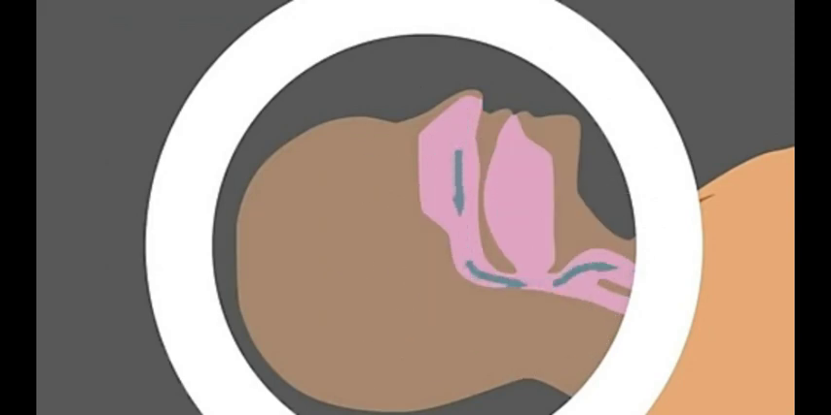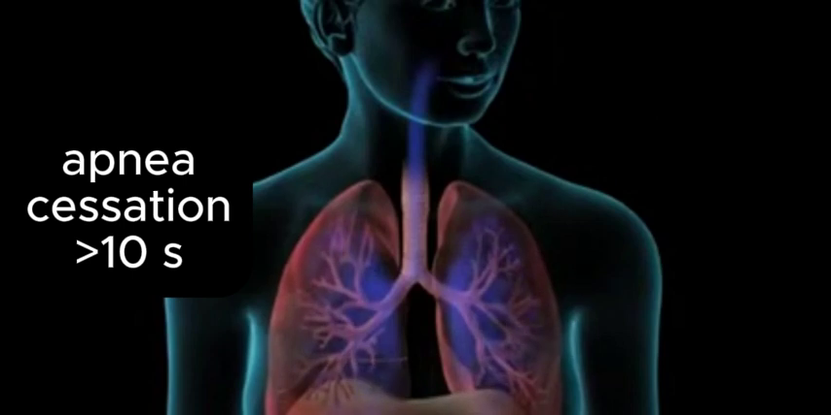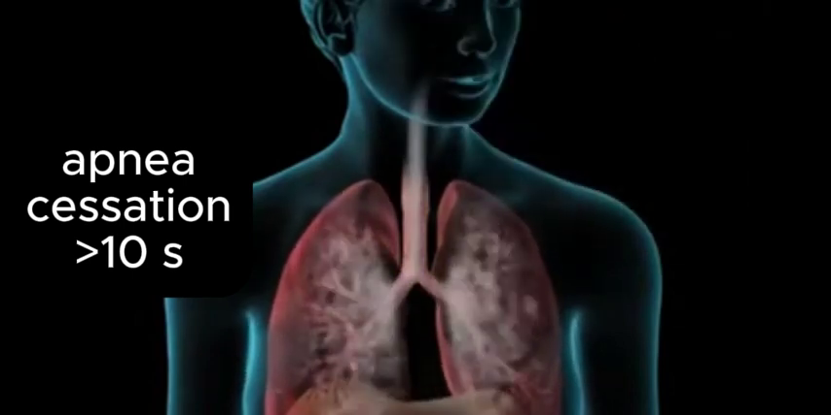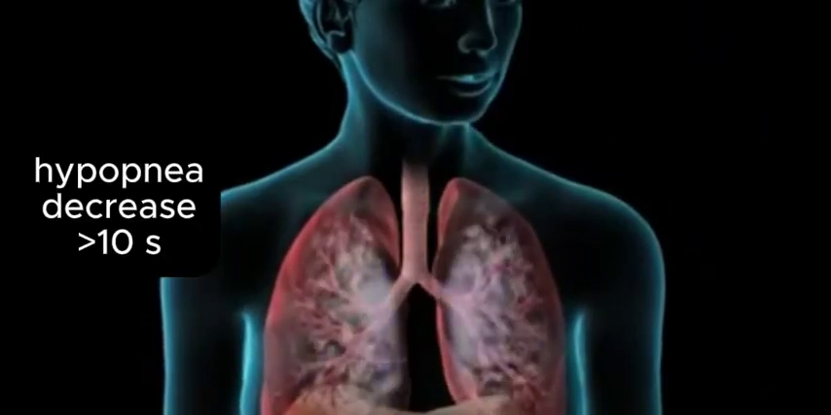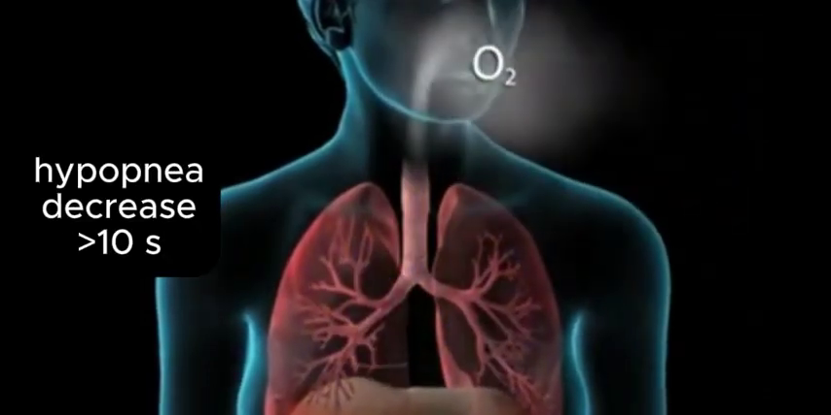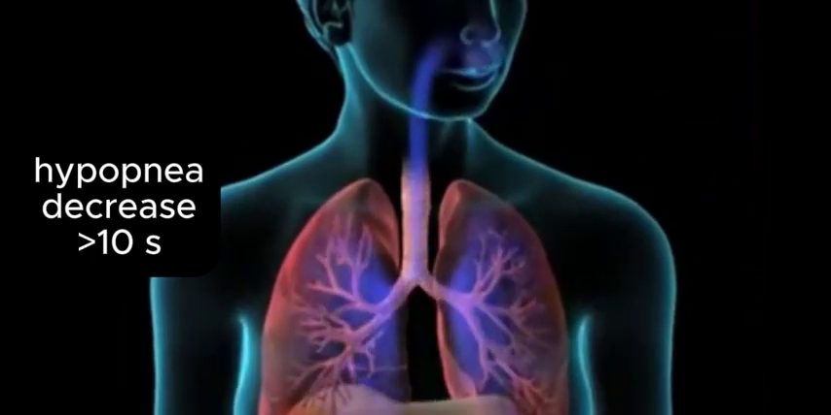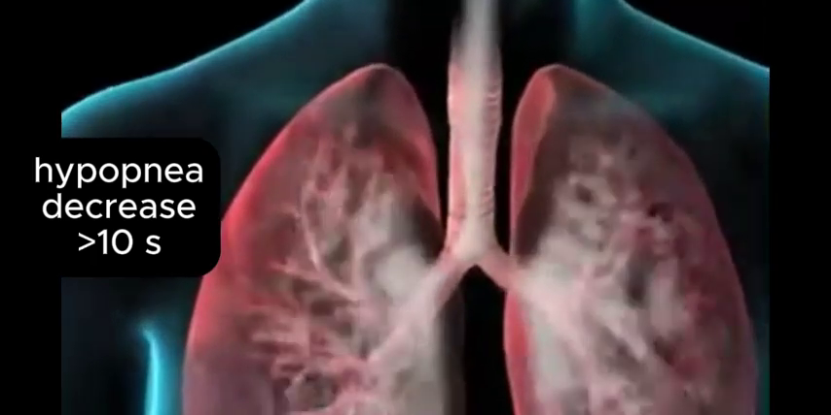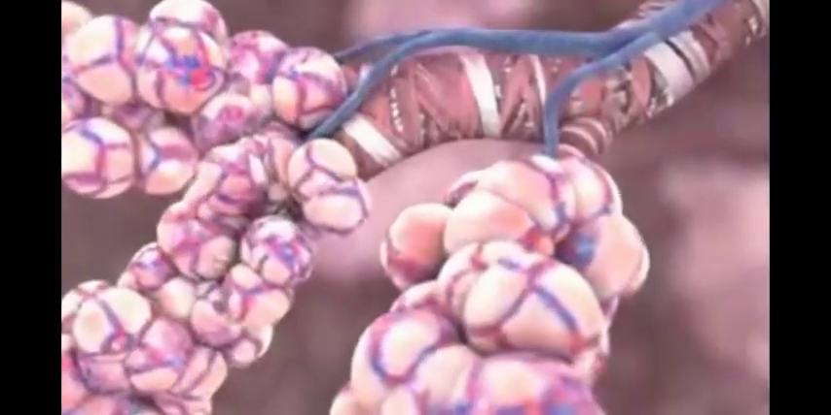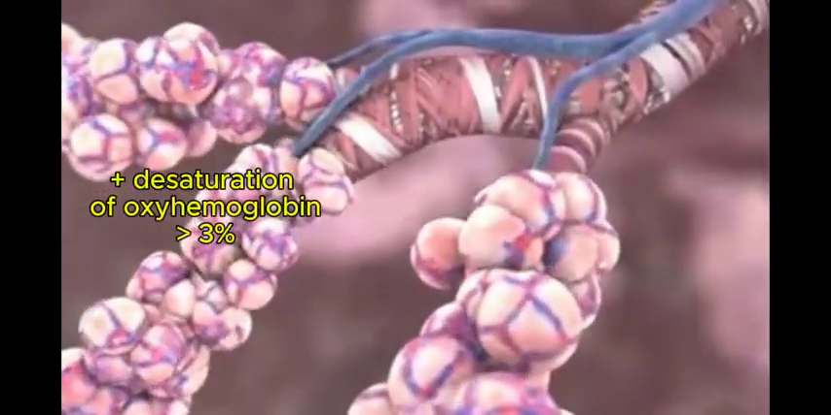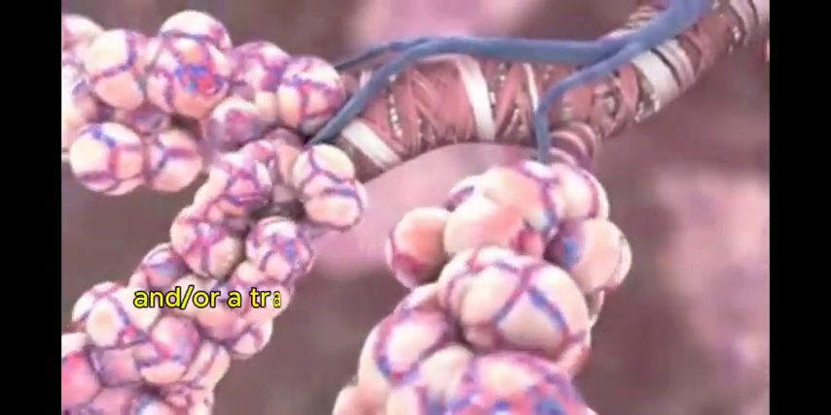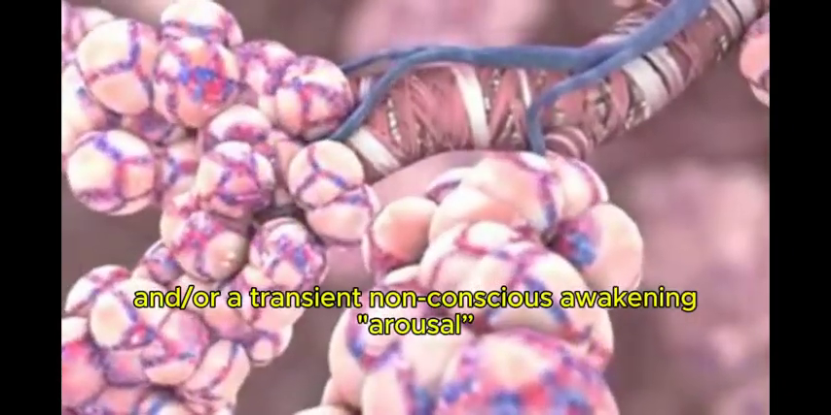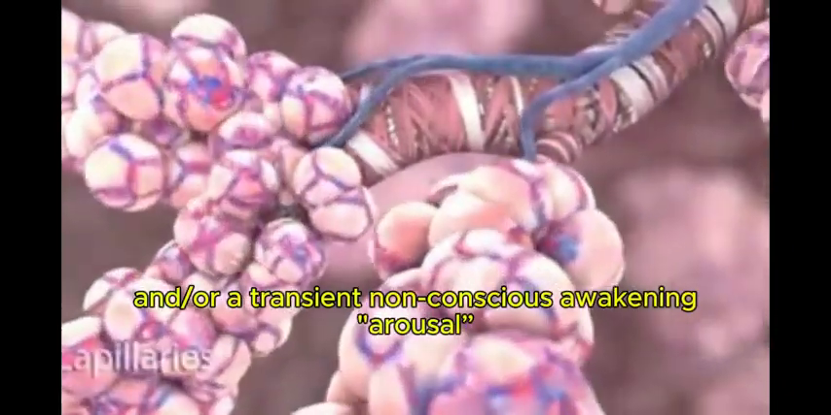Apnea is when there is cessation of airflow in the nose and mouth during sleep, lasting more than 10 seconds. Hypopnea consists of a discernible decrease in airflow in the mouth and nose for more than 10 seconds, and it is accompanied by an oxyhemoglobin desaturation greater than 3% and/or transient non-conscious awakening, arousal.